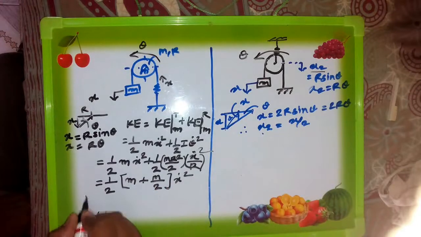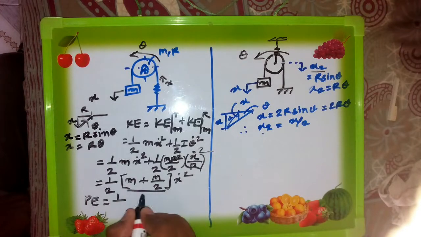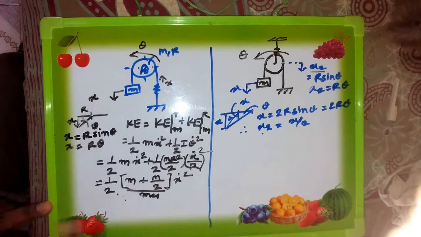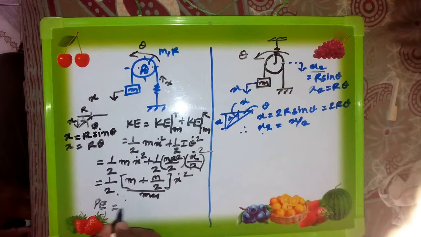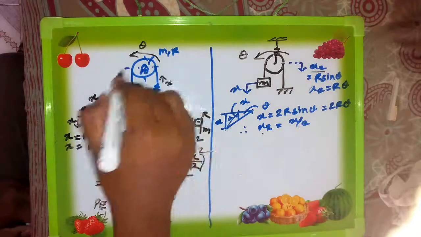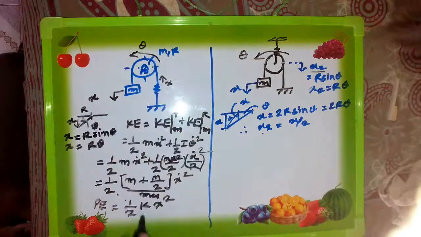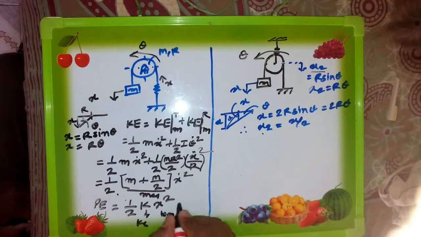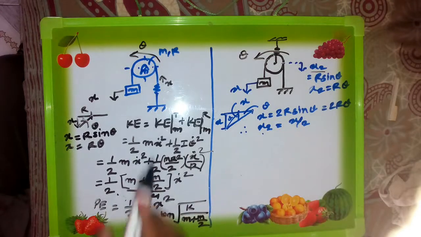Similarly, I can write down the potential energy of the system, which is equal to... now this is nothing but M equivalent. At the same time, potential energy of the spring is equal to 1/2 into K into x squared, because of the inextensible string, I can consider displacement of the spring as x only. Now this is nothing but K equivalent, so I can write down the value of omega n is equal to root of K equivalent upon M equivalent, so it will be K upon (small m plus capital M divided by 2). This is the answer for this problem.